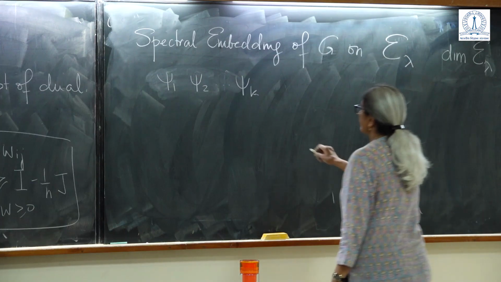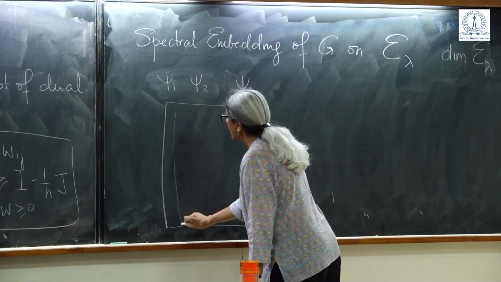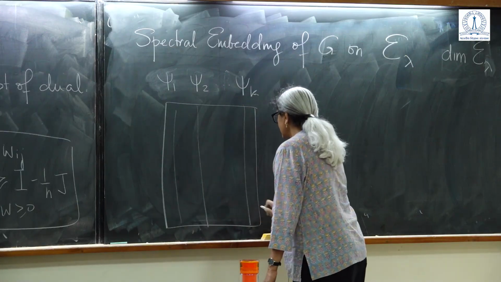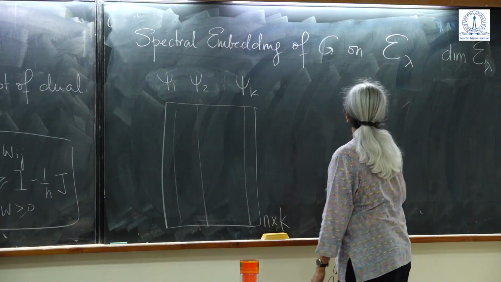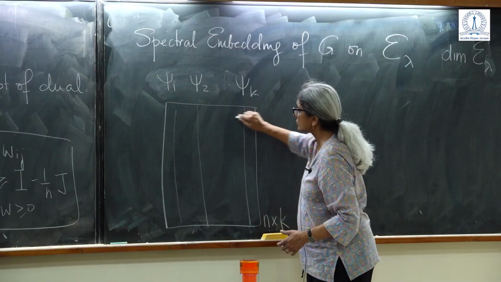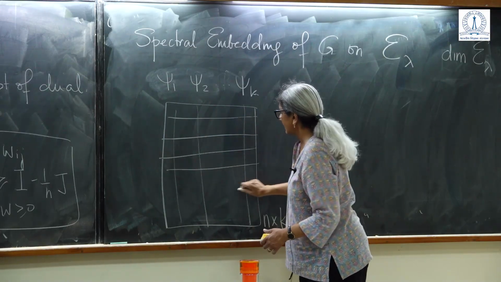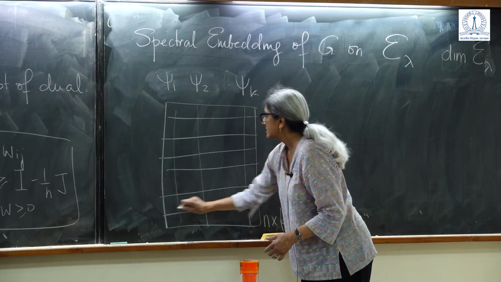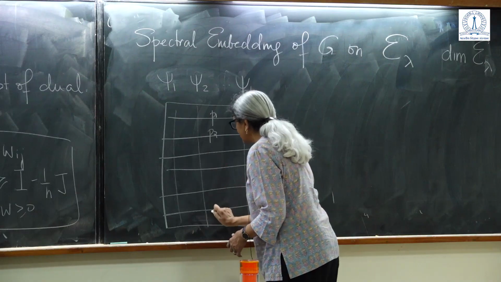So this gives me some matrix, right? So these columns are the eigenvectors. So this is going to have size n by k. Good? And now, because there are n rows to this matrix, there are n rows here, right? And they're living in k-dimensional space. So let's call the rows, I don't know, p_1, p_2, up to p_n.